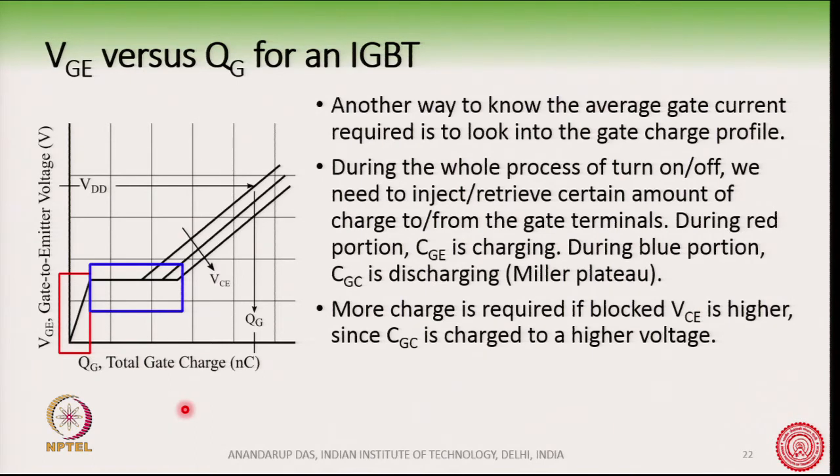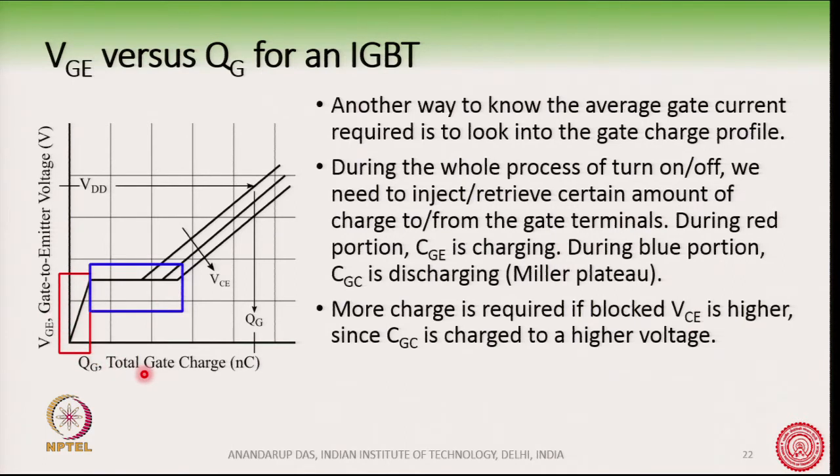So, you can see here that as the VGE voltage is increasing, the total gate charge is increasing. And this is the Miller plateau region, where you can see that the VGE voltage is almost flat, but there is a lot of charge required to discharge the gate collector capacitance, and this is the initial T1 stage.